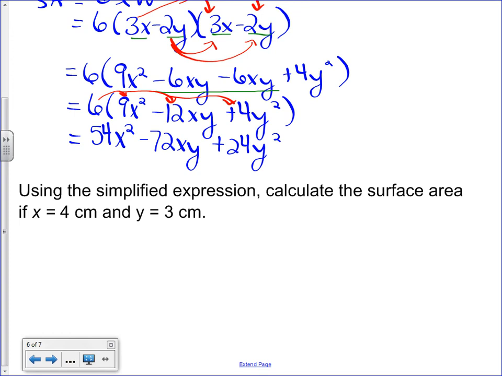Here we go. This is for you, Nick. If x equals 4 and y equals 3. You complain that there's x's and y's. Now we know what it is. So where did I end up? Jericho, here's my simplified expression, 54x squared minus 72xy plus 24y squared. This is surface area, so I'll write surface area here. What do I do if I want to find out what the actual surface area is? If x is 4 and y is 3.